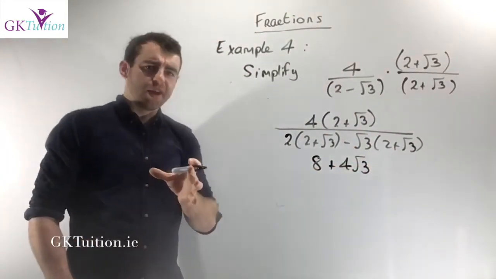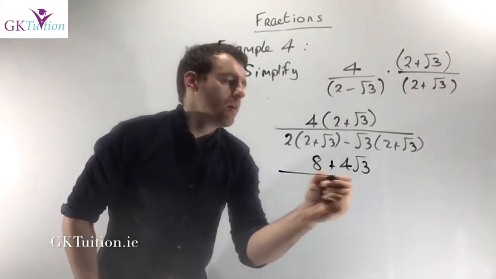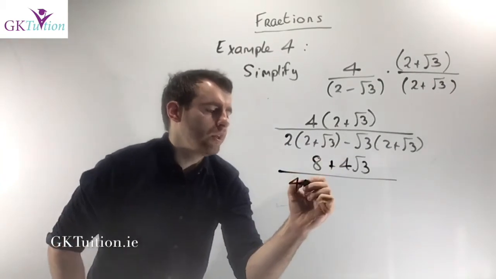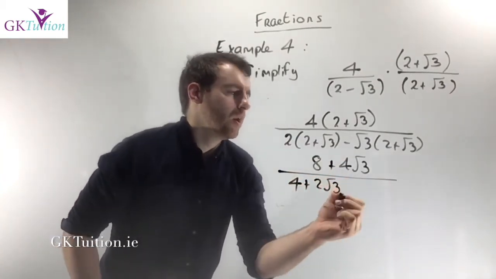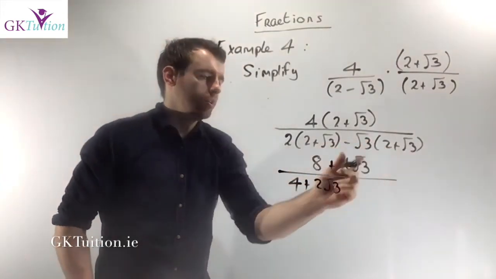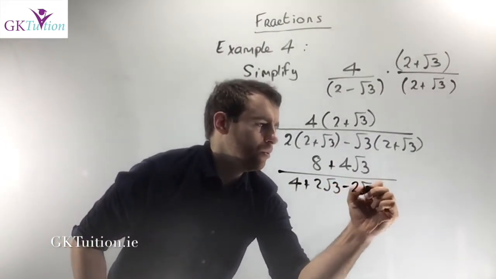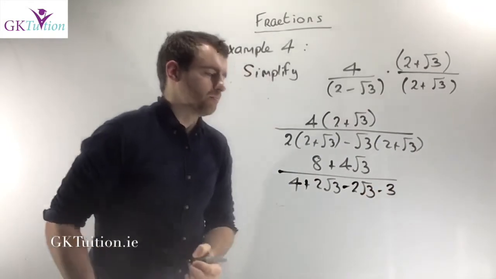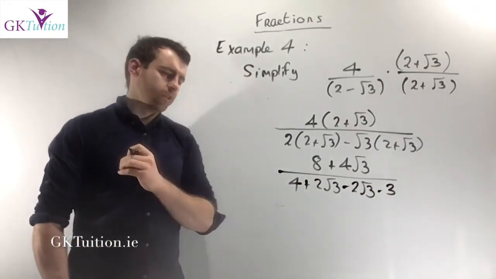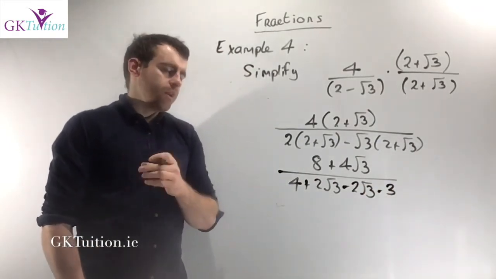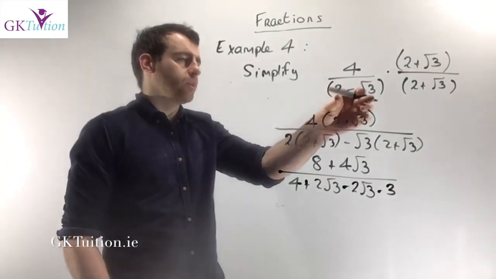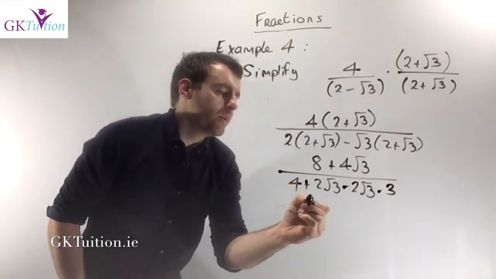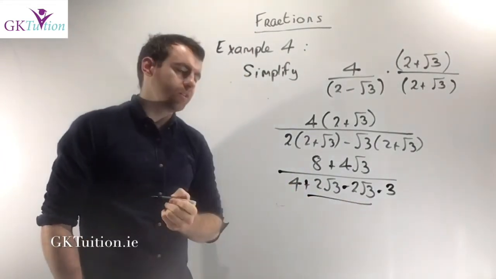It's the bottom of the fraction here that's really, really important. If I multiply 2 by 2, I get 4. 2 by root 3 just gives me 2 root 3. Minus root 3 by 2 gives me minus 2 root 3. Minus root 3 by plus root 3 just gives me minus 3. Look at the two middle terms on the bottom of the fraction. Whenever I multiply 2 minus root 3 by its conjugate, or anything in that form by its conjugate, the middle terms will always cancel each other out.